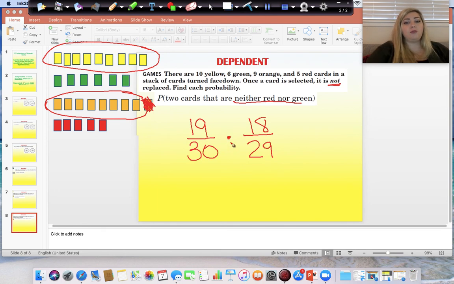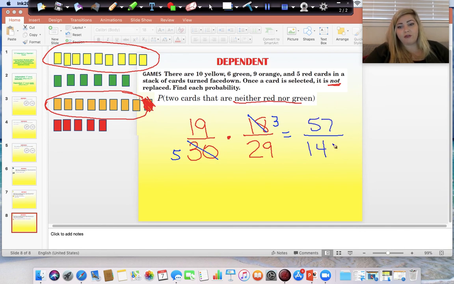Okay, so then you can multiply straight across. You could cross cancel here. 6 goes into both 18 and 30. 18 divided by 6 is 3, and 30 divided by 6 is 5. 19 times 3 gives us 57. And 5 times 29 is 145.